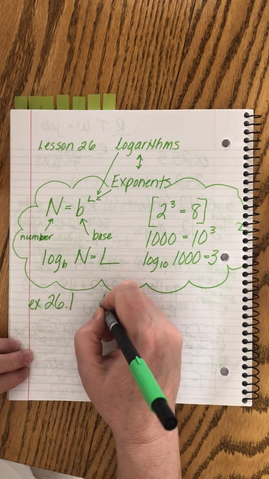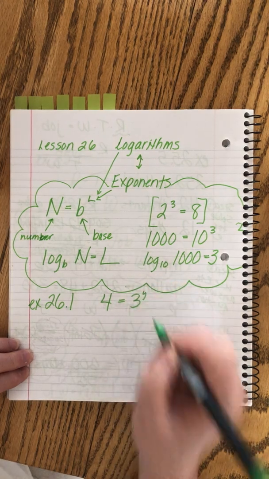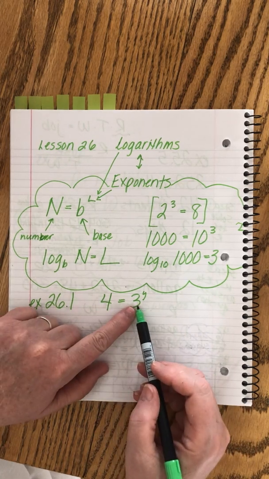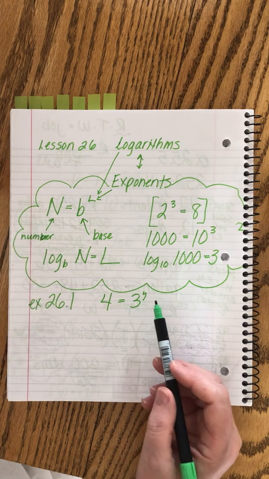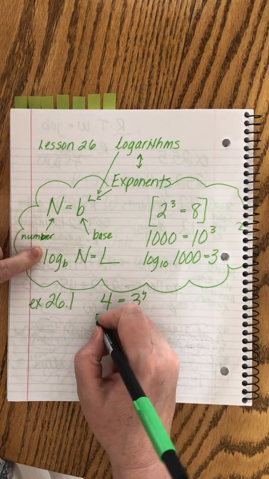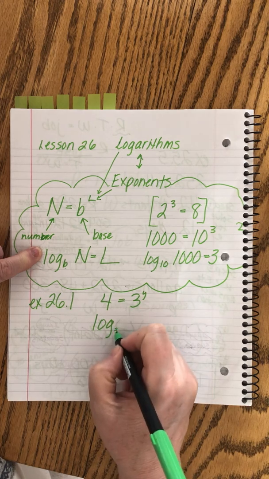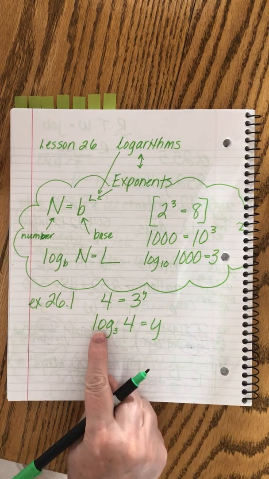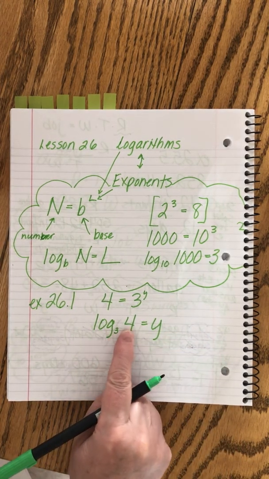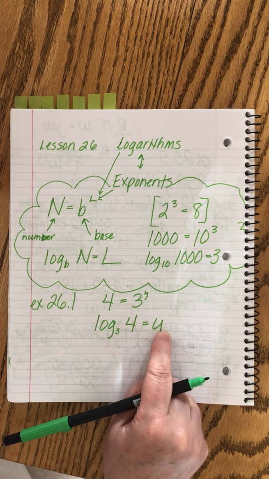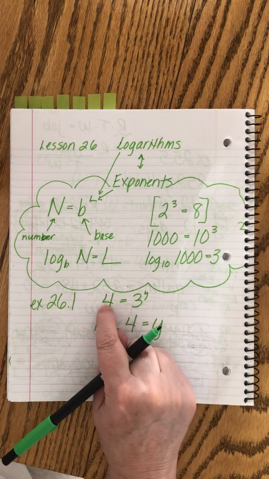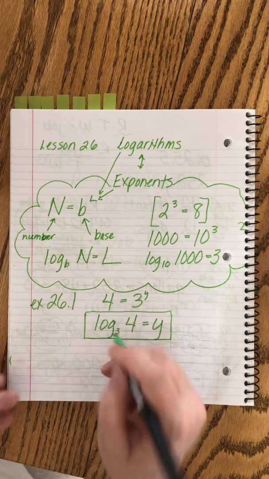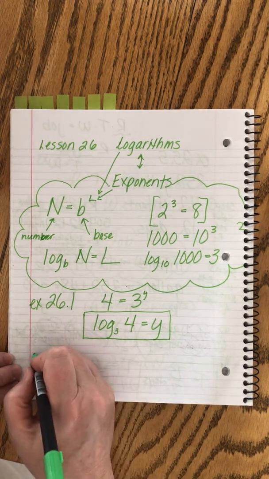The first one he gives us is 4 equals 3 to the y. Now, we can't calculate that, but we can say, okay, this is the number, this is the base, this is the exponent. So now we're going to rewrite it in the other form. We write log, and we put the base down here, 3. The number comes next, that's 4. The log or exponent that we put on 3 to get 4 is y. Beautiful. So this is our answer. We're just recoding things from one language to the other.